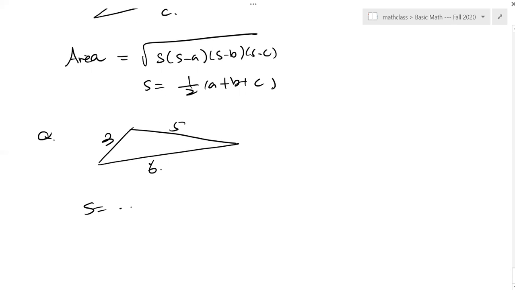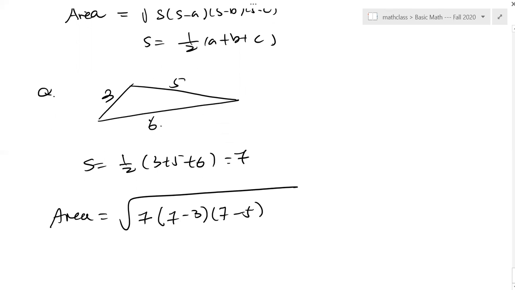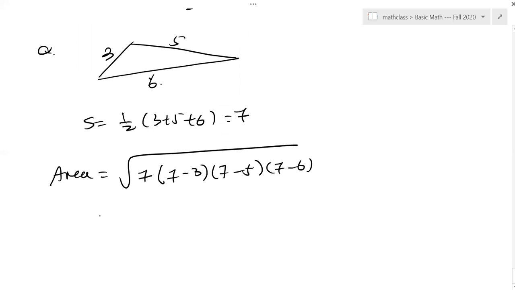Half of the perimeter is going to be (3 + 5 + 6)/2. 8 plus 6 is 14, and 14 divided by 2 is 7. Okay, so s is going to be 7. Then 7 minus 3, 7 minus 5, 7 minus 6.